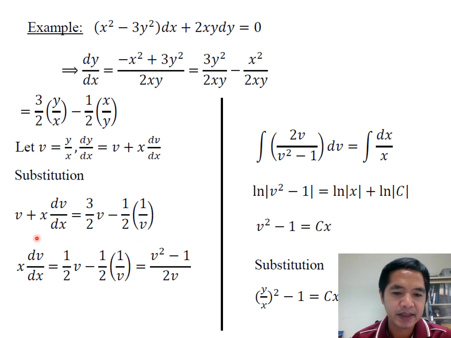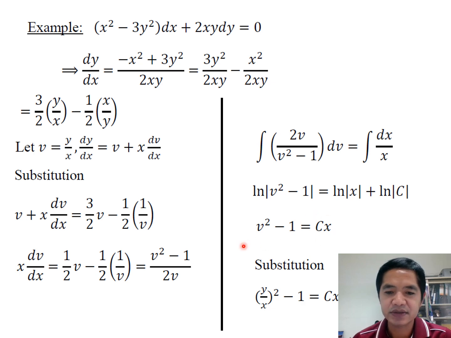After you plug in, you use the separation method. Just separate v to one side and x to one side, and then rearrange it. Here we get 2v over v squared minus 1 times dv, and dx over x. So do the integration. Then we get ln of v squared minus 1 on this side, and ln x on this side, and this is also ln.